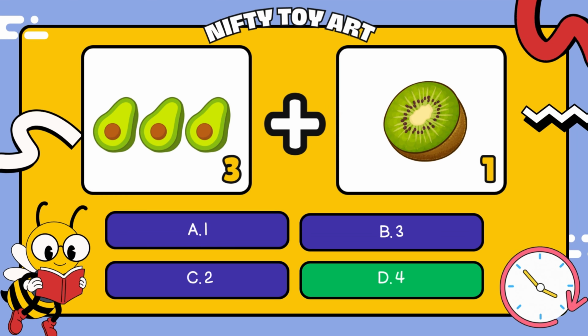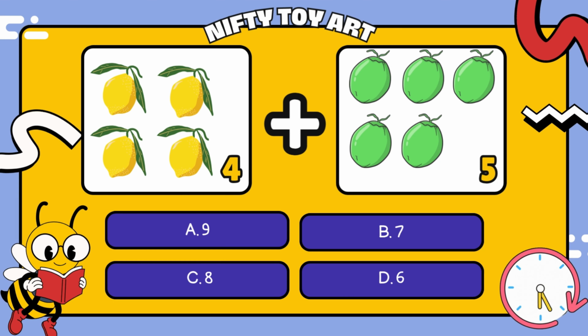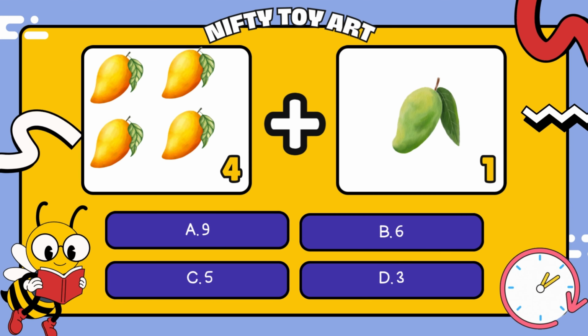I have 4 lemon plus 5 coconut. How many fruits do I have? That's right, 9 fruits. I have 4 yellow mango plus 1 green mango. How many fruits do I have? That's right, 5 fruits.